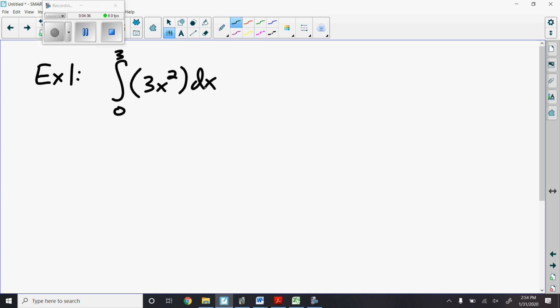So if you see a problem like this, we can solve this antiderivative by hand. Now, if we think about the graph of this thing, 3x squared looks something like this. We're going to be able to find the area from 0 to 3.